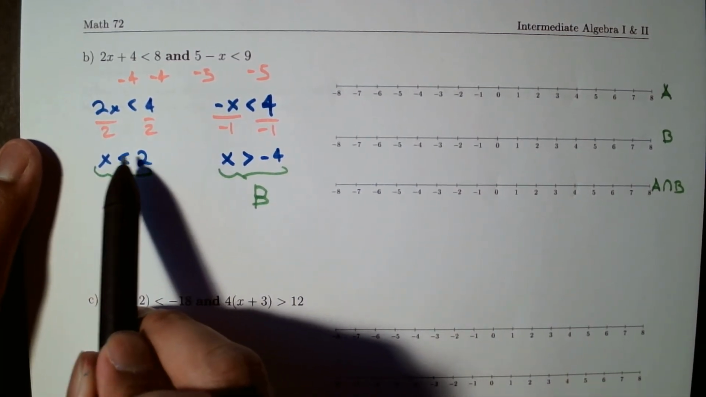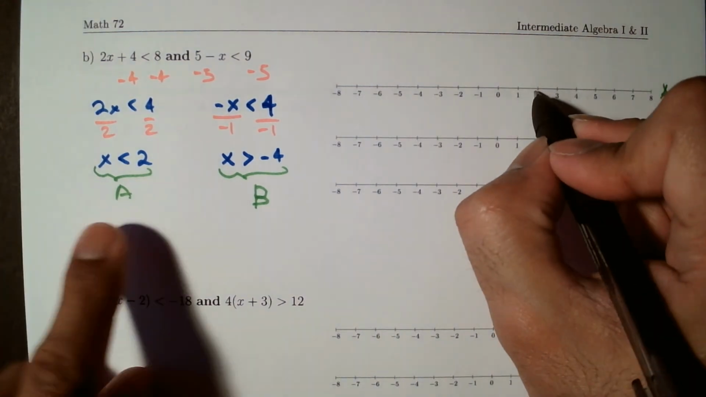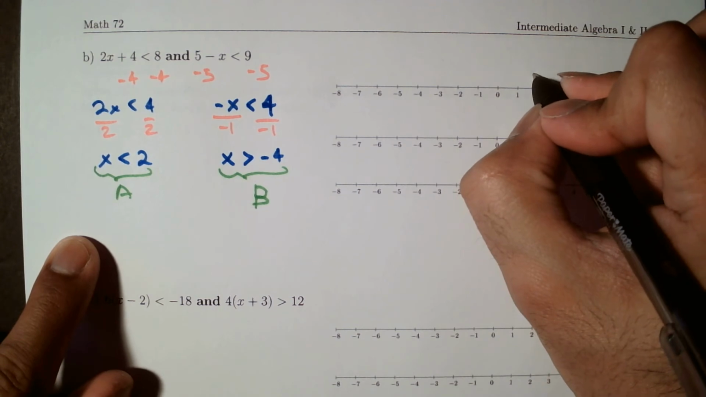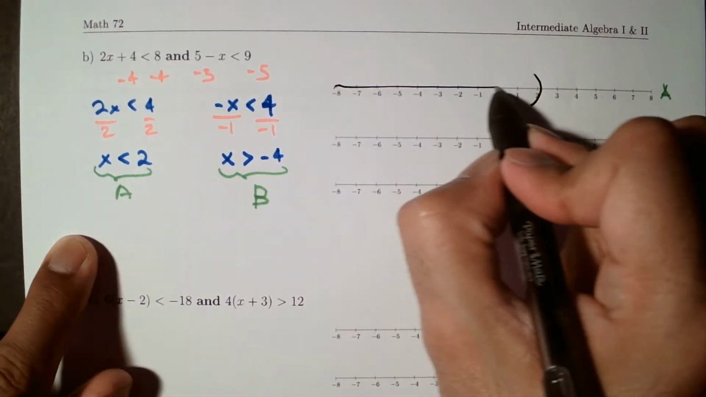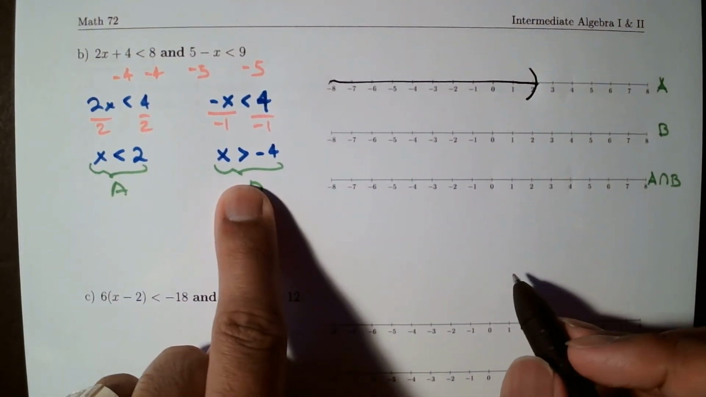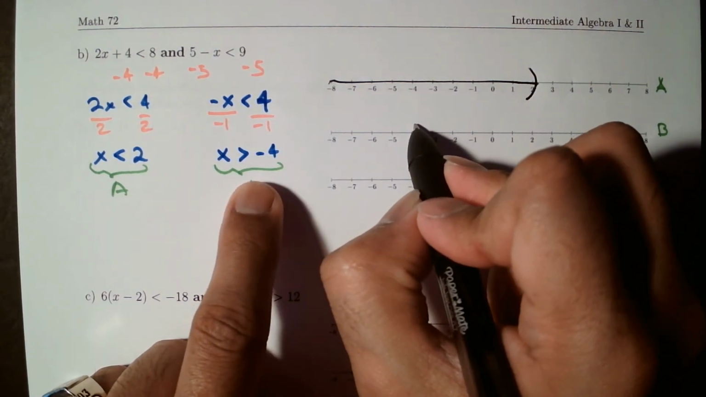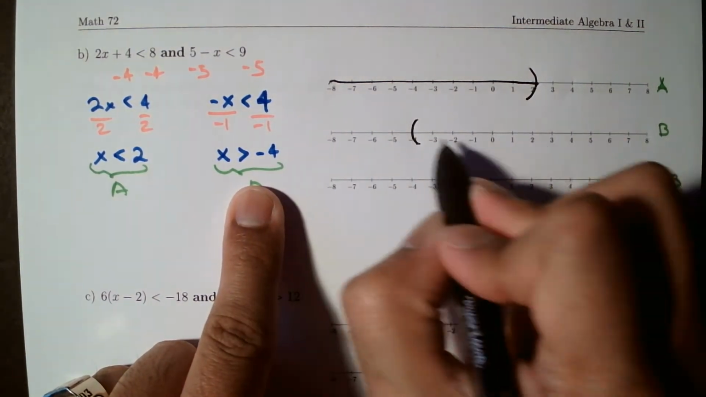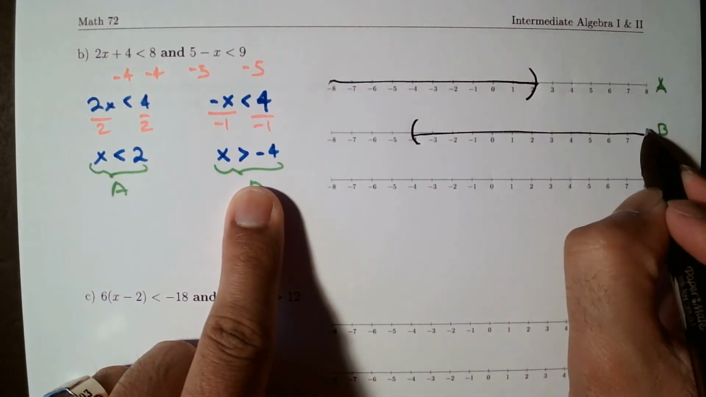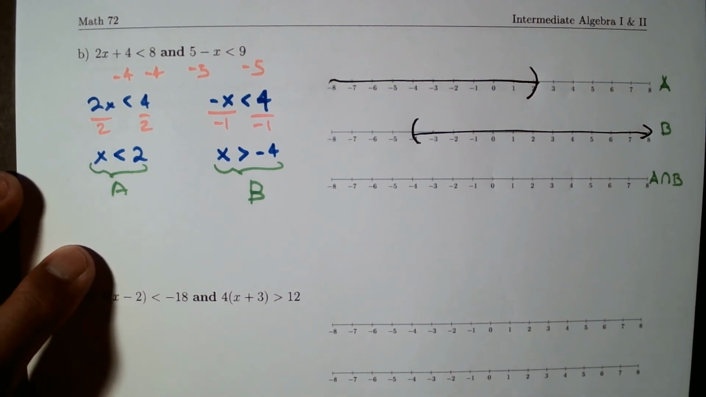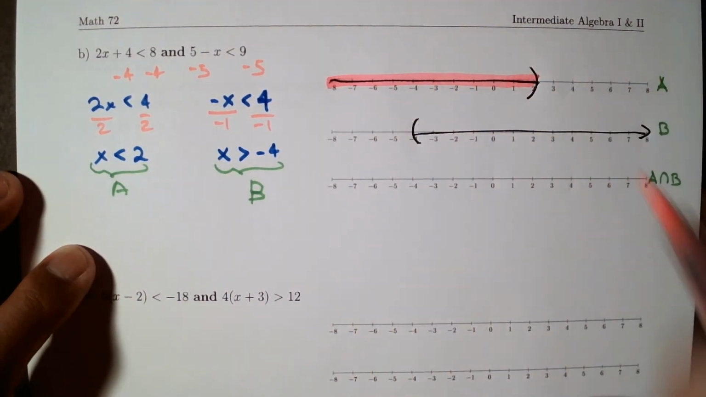So all the numbers to the right of 2. So I'm going to go to the number 2 because of the inequality sign. It's going to go this way with parentheses only. For x greater than -4, I'm going to go to -4 with parentheses only and to the right. Look at the direction of the inequality sign. It's pointing towards the right. And let's do the usual shading.